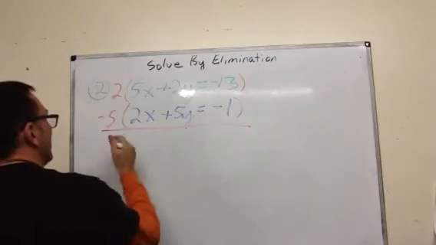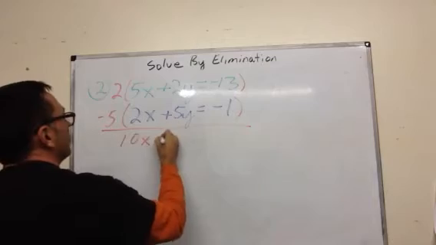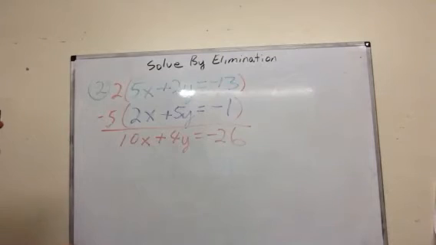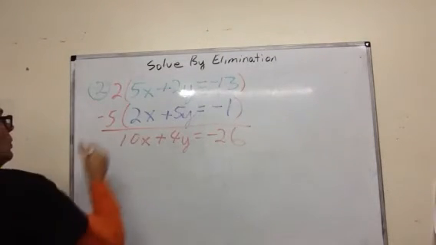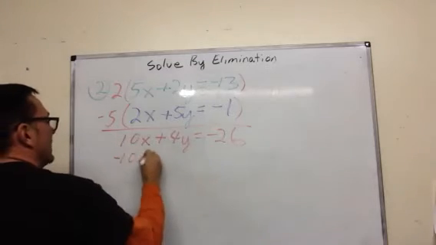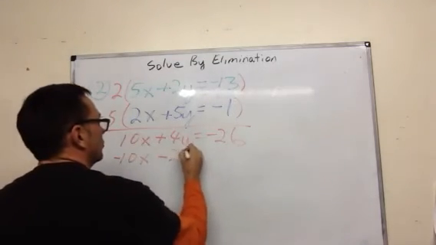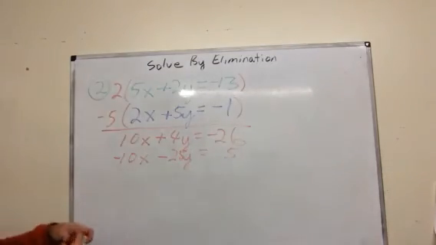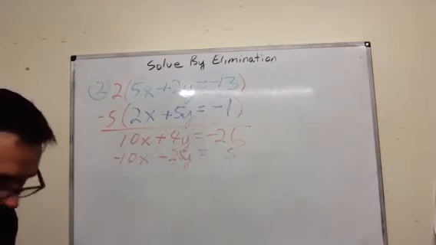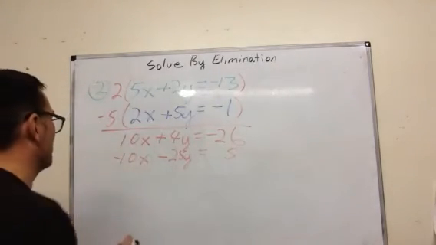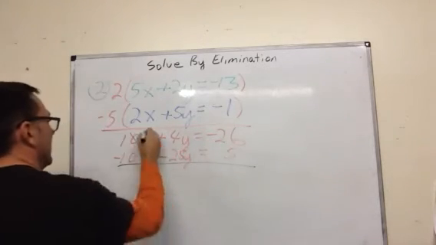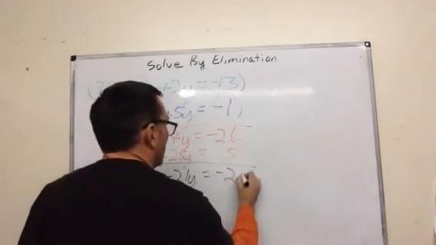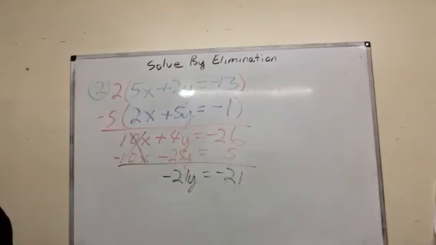All right. 2 times 5x is 10x plus 4y equals negative 26. The blue equation, when we multiply by negative 5, negative 10x, there's my opposites, minus 25y equals a positive 5. Remember, negative times negative is positive. Now we can add down. We do have our opposites here. These cancel. 4 and negative 25 is negative 21y. Negative 26 plus 5 is negative 21.